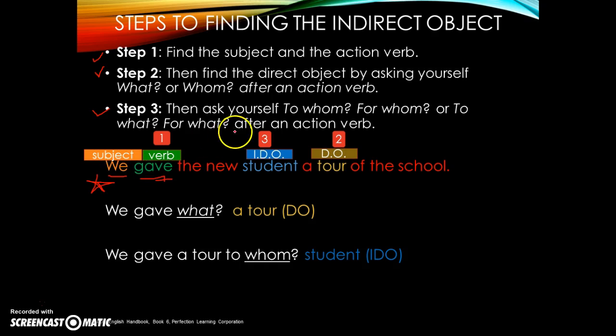I'm sorry, let me backtrack. We ask what or whom after the verb. So we gave what? In this case, we gave a tour of the school. So that's our direct object. And whom did we give that tour to? That's our indirect object. So step 3 was to ask yourself to whom after the verb. So there's our verb. We identified the what to get our direct object. Then we asked whom for that direct object, and we got the answer of student. So we gave what, which is a tour. We gave a tour to whom, which is student. And student, therefore, is our indirect object.